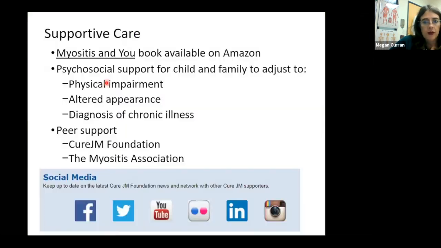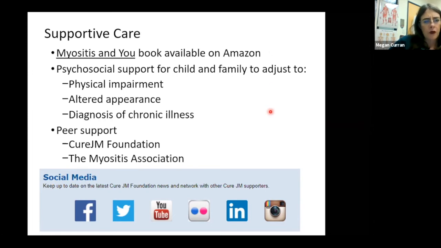So how do you get support? There is so much support available on the CureJM website. It's truly amazing. And some of the things that Jim talked about, like the information about what to bring to a medical appointment, how to organize your medical records, how to talk to the school about your child's illness, is all spelled out on the website. So please peruse the website in detail if you haven't already. There's also the Myositis and You book that's available as an electronic book or a print copy.